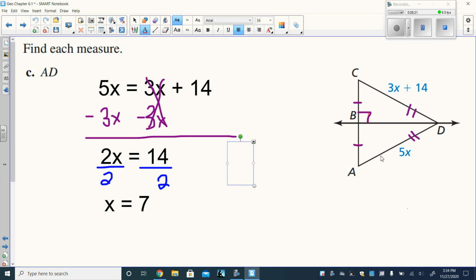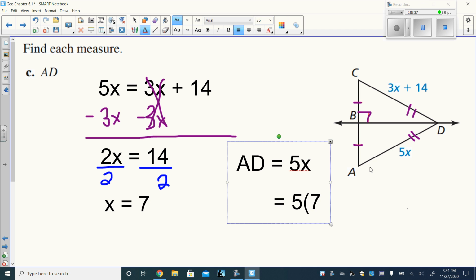We have to plug it back into our equation for 5x, because what we've said is AD is equal to 5x. Well, we found out what the value of x is. X is 7. So we can do 5 times 7. And 5 times 7 is 35. So the value of AD is 35. And we have our answer. And that's all we need to do for this.